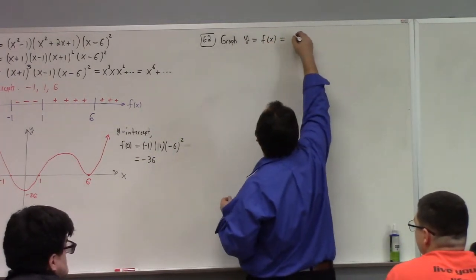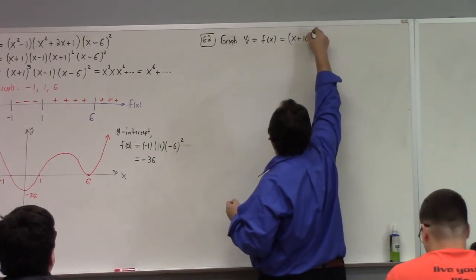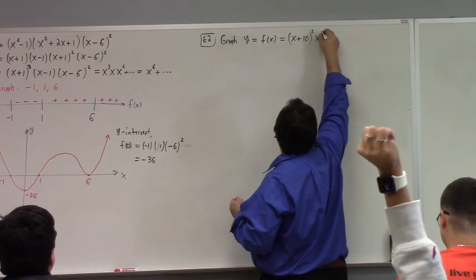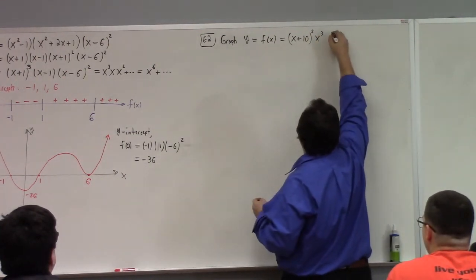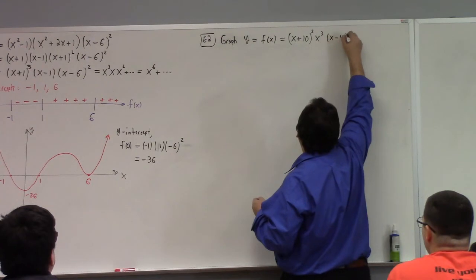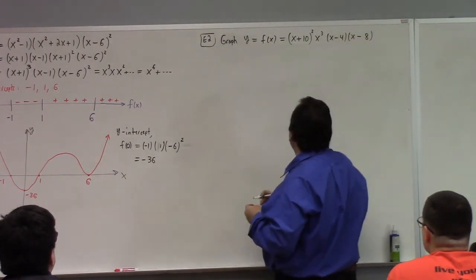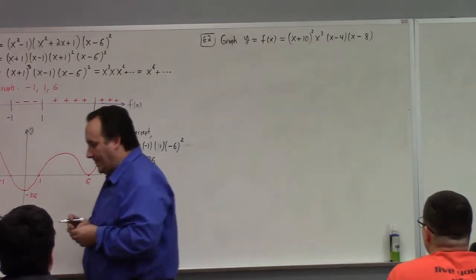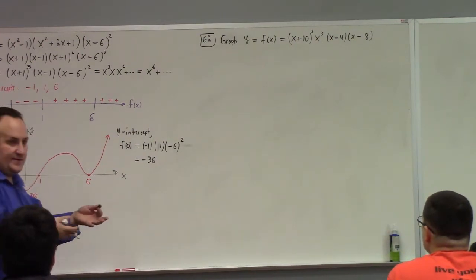Okay, so x plus 10 squared, x cubed, times x minus 4 times x minus 8. So this one is a little bit easier than example 1 because it's already completely factored, right?